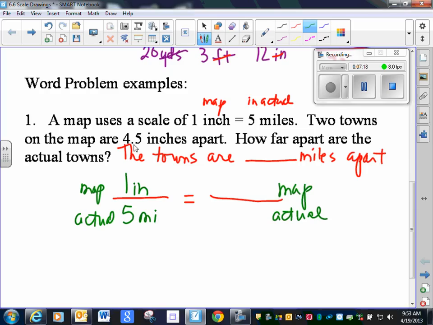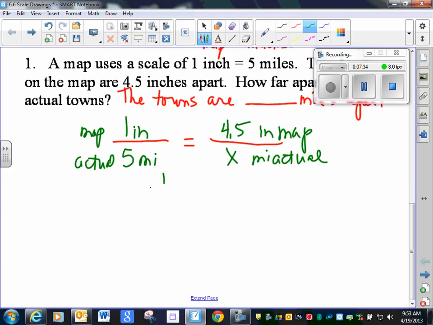So let's see what it says. 2 towns on the map are 4.5 inches apart. That's up here. 4.5 inches on the map. How many miles in actual? So now we're going to write our proportion without the units. We're going to make it a math problem. 1 over 5 equals 4.5 over x. We cross multiply and we get 1x is equal to 4.5 times 5, which is 22.5.